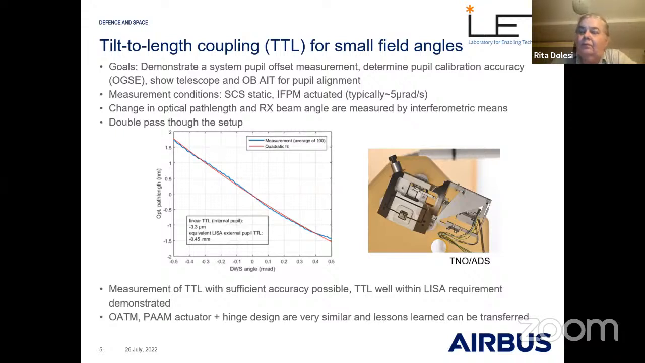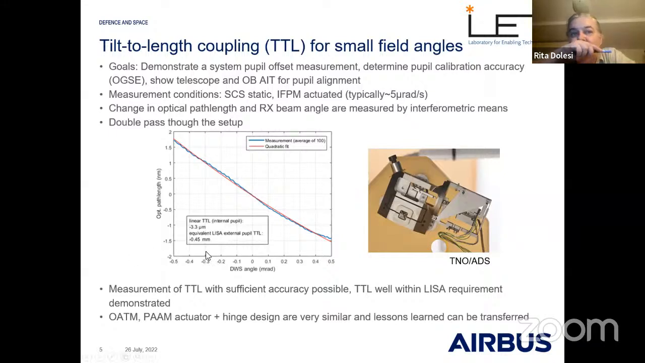Here you can see the differential wavefront sensing angle in milliradians plotted versus the optical path length, and the slope of this data set gives us the linear TTL, which is in this case about 3.3 micrometers on interferometer level, on optical bench level. If you transfer this to LISA, with a telescope magnification of 135, for example, you would obtain an external pupil offset of 0.45 millimeters, which is well within the LISA requirement. And the error is well below 100 micrometers, so the accuracy is also well below the requirement.